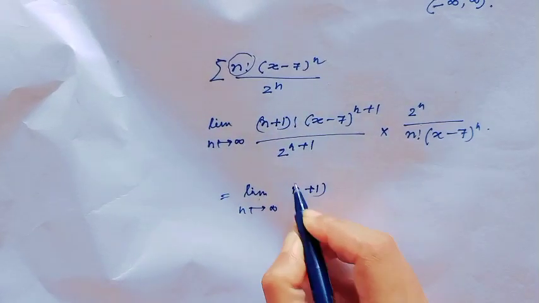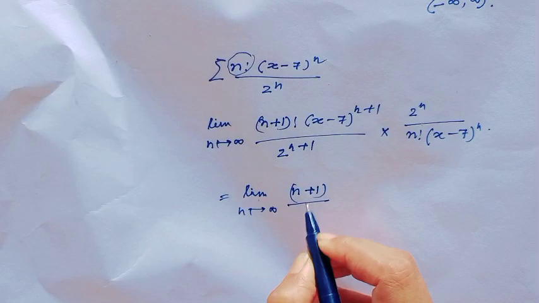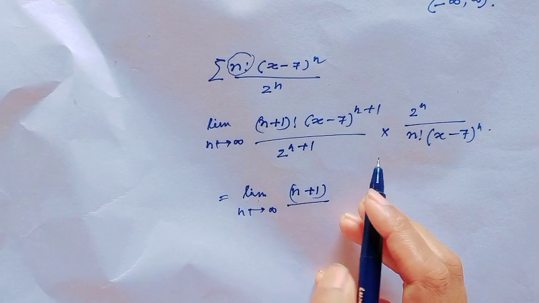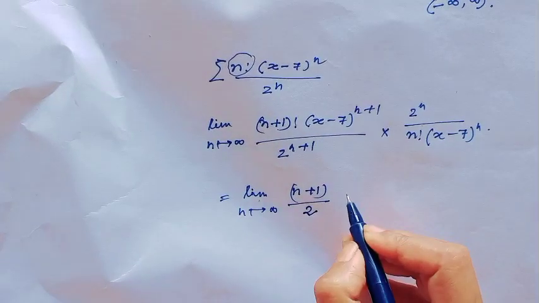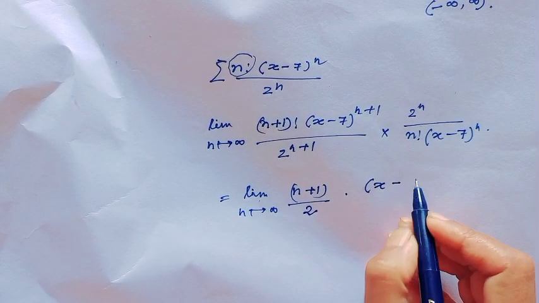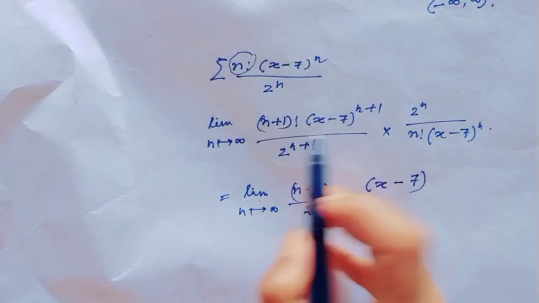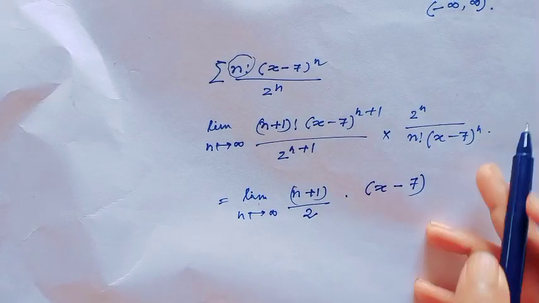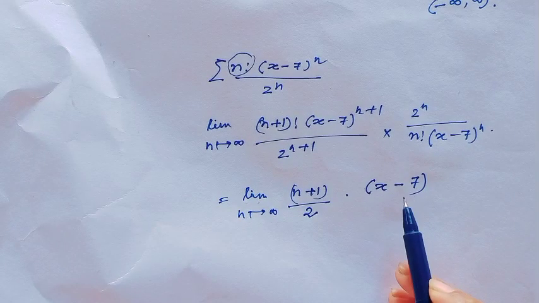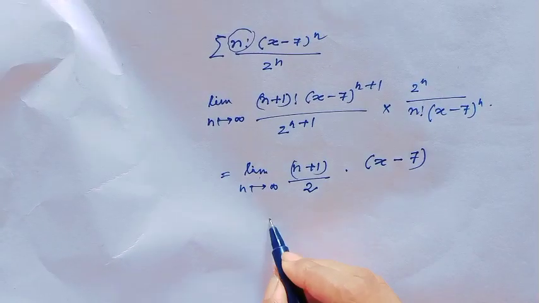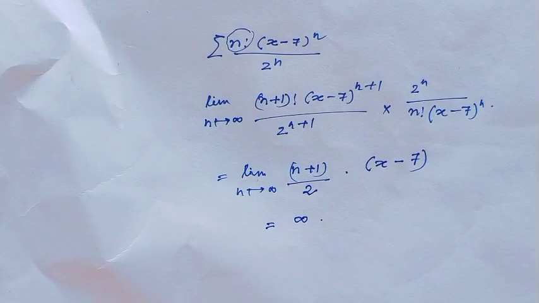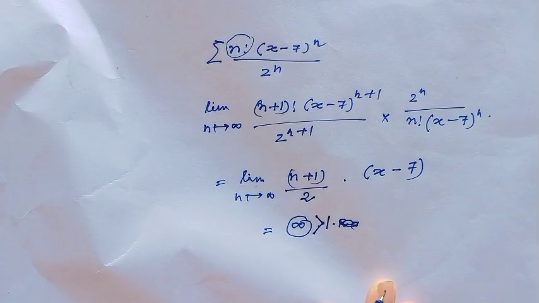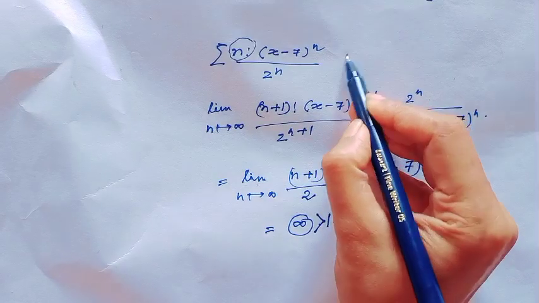here n plus 1, we can write 2 to the power n plus 1 as 2 to the power n times 2, so this value is 2. Here x minus 7, because (x minus 7) to the power n plus 1 means (x minus 7) to the power n times (x minus 7), the common factor is removed, so this equals x minus 7, and this limiting value actually would be infinity. Since infinity is always greater than 1, this implies this power series cannot converge.